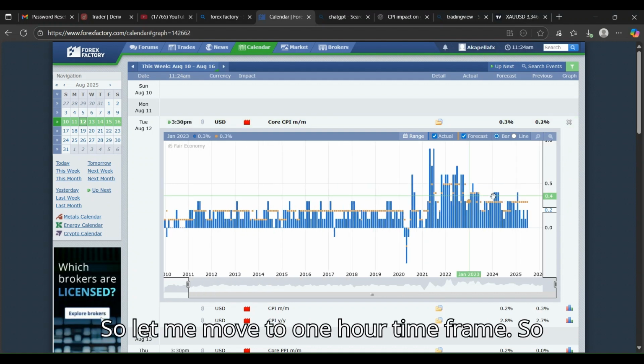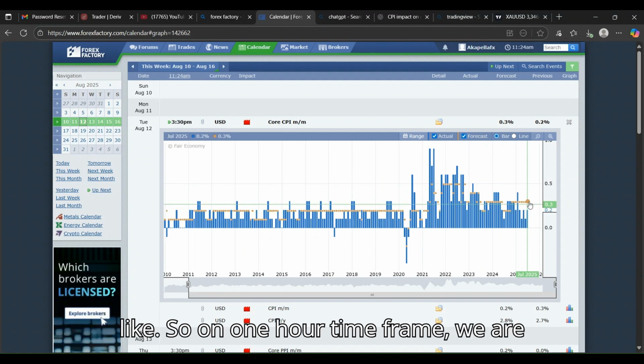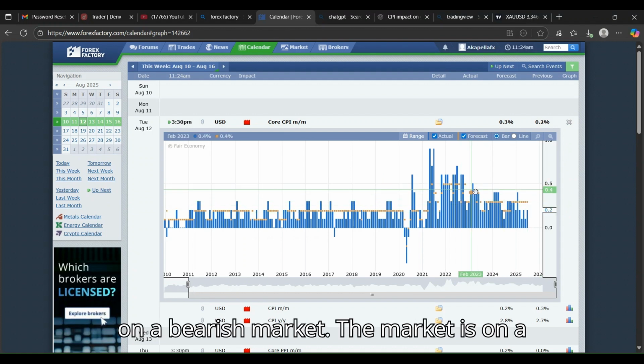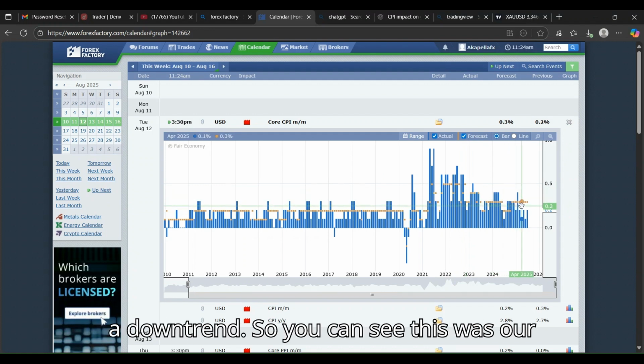So let me move to the 1 hour time frame. This is how the 1 hour time frame looks like. On the 1 hour time frame, we are in a bearish market. The market is bearish. So you can see the market is on a downtrend.